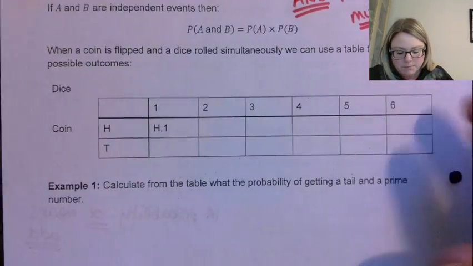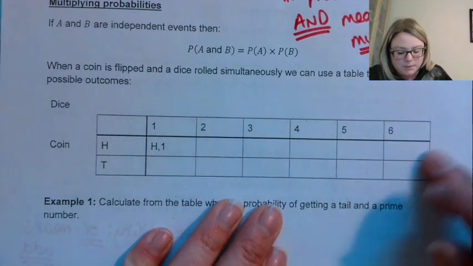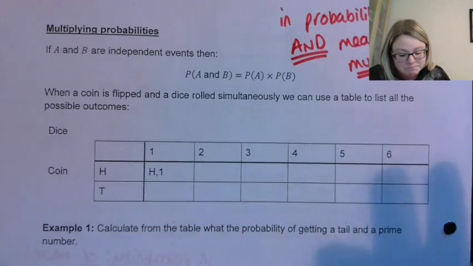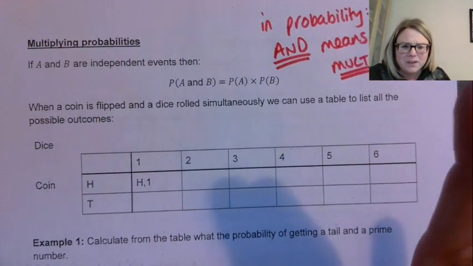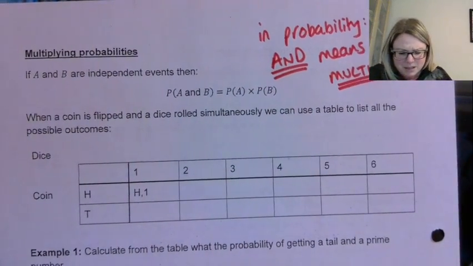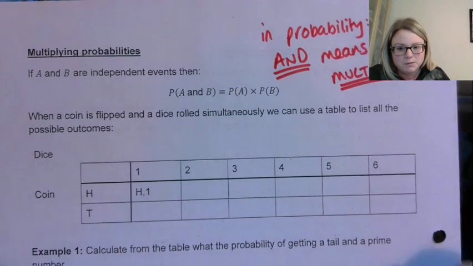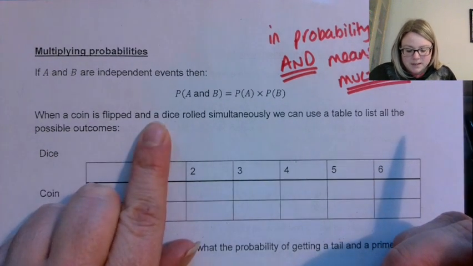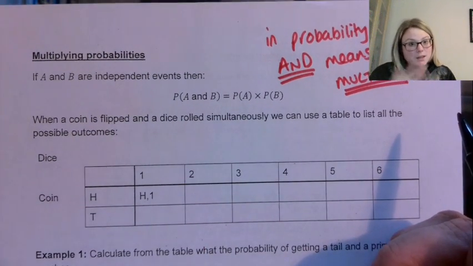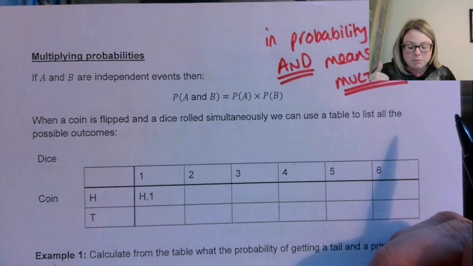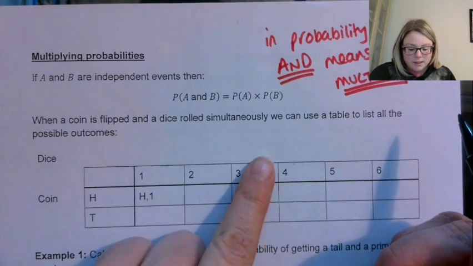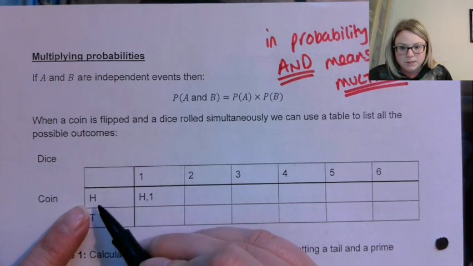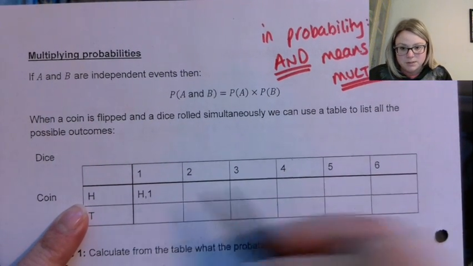Now, this first example uses one of these possibility spaces or probability tables. Different people call them different things. I've had a very quick look at the exercise you're going to be doing. I don't think any of them ask you to do this, but it'll do us no harm to remember. So when a coin is flipped and a dice rolls simultaneously, so two completely separate things, independent, the outcome in one has no impact on the outcome of another one, then we can use the table to list all the possible outcomes. So these are our outcomes for our coin, and these are the possible outcomes for our dice.